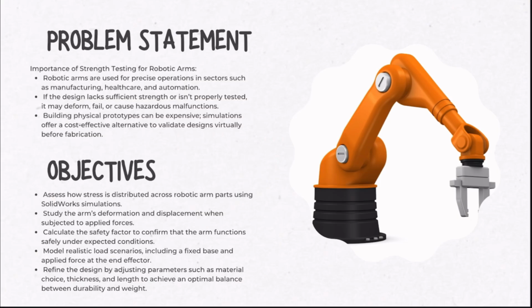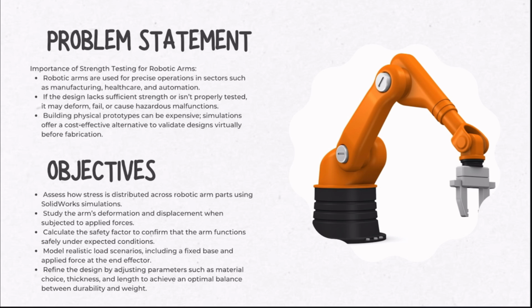So this is the problem statement and objective. For the problem statement, the importance of strength testing for robotic arms. Robotic arms are used for precise operation in sectors such as manufacturing, healthcare, and automation. If the design lacks sufficient strength or isn't properly tested, it may deform, fail, or cause hazardous malfunction. Building physical prototypes can be expensive. Simulations offer a cost-effective alternative to validate design virtually before fabrication.